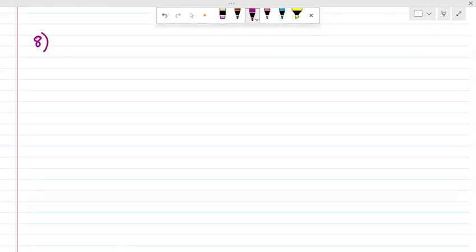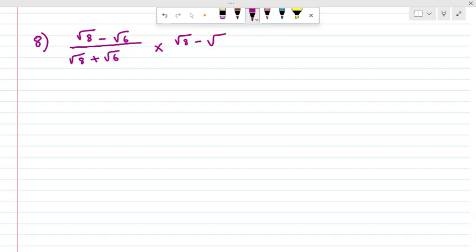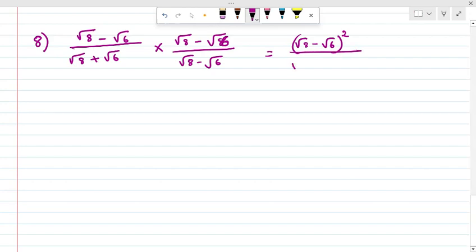Now the last example, that is 8th example, that is root 8 minus root 6 the whole divided by root 8 plus root 6. Again you know very well, up and down we will multiply changing the sign, root 8 minus root 6. Up and down we will do this. So that means up it will be root 8 minus root 6 the whole square divided by, this is a plus b into a minus b, that is a square, a root 8 the whole square minus b square, that is root 6 the whole square.